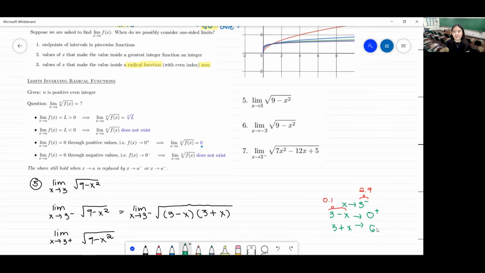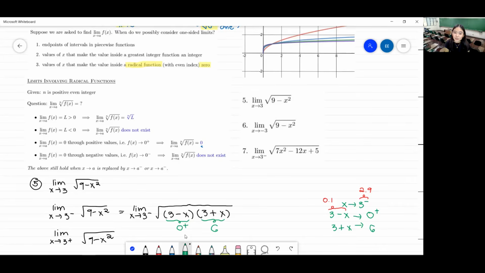Ito na lang mismo yung gagamitin natin. What are these limits for? Para yan dito. Pang-guide yan sa atin here. We know na as x approaches 3 from the left, 3 minus x approaches 0 from the right. Meanwhile, 3 plus x naman approaches 6.